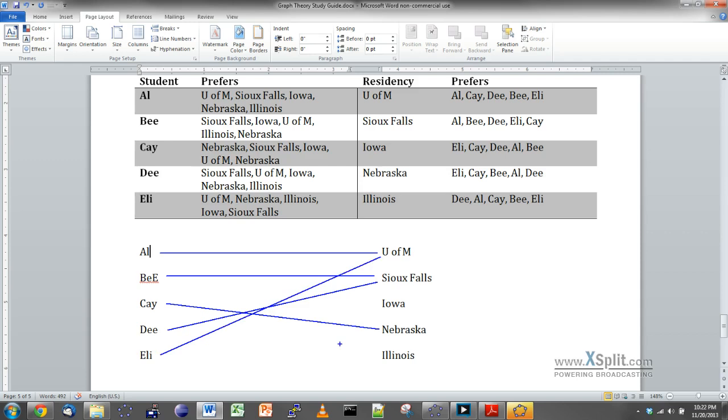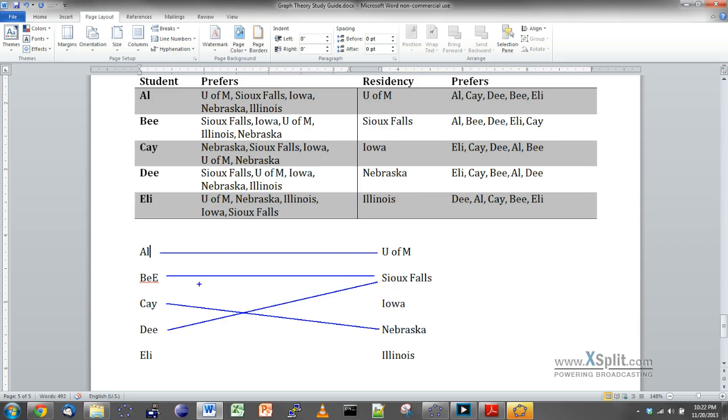Because of that, it's going to cause a little bit of an issue. U of M is only going to accept one person, and U of M has Al as their first priority. So they're actually going to get rid of Eli's proposal altogether, and they're going to keep Al.